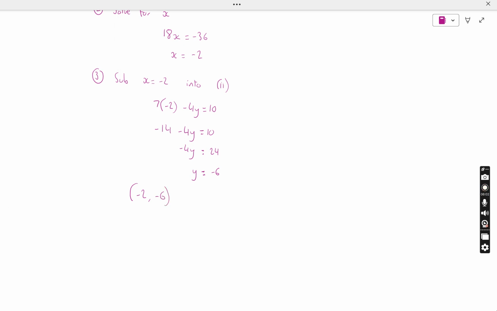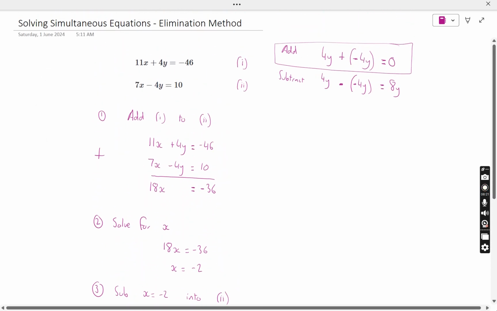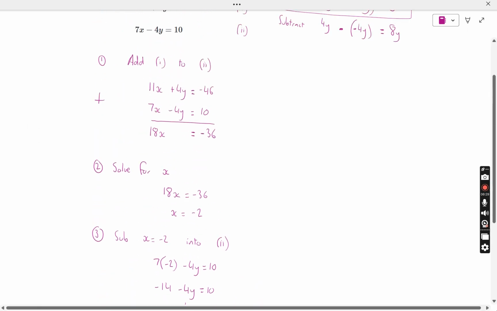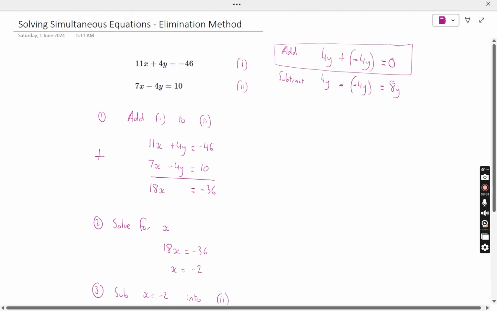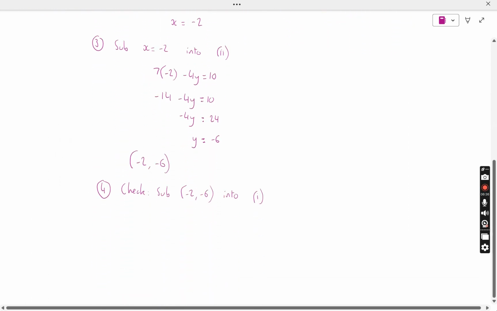Now, we're not quite done. We need to check. And we check by subbing x is negative 2 and y is negative 6 into the equation that we didn't just choose. So we just chose number 2, so now we need to choose number 1. So I'm going to substitute this into equation 1. Before I do that, I'm going to rewrite the entire equation 1. So I've got 11x plus 4y equals negative 46.